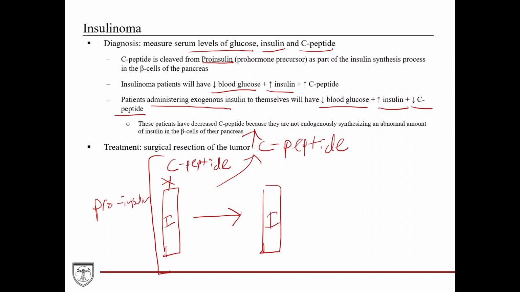So bottom line, that's how you tell a patient giving themselves exogenous insulin from an insulinoma: the C-peptide level. That's the most important part. Now back to patients with insulinoma. The treatment there is usually surgical resection of the tumor.